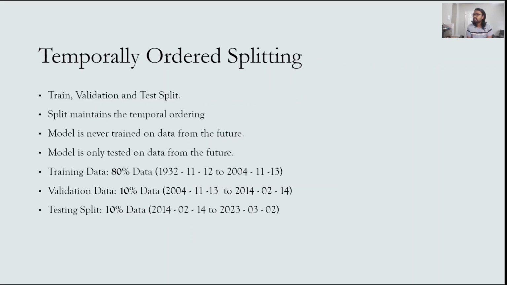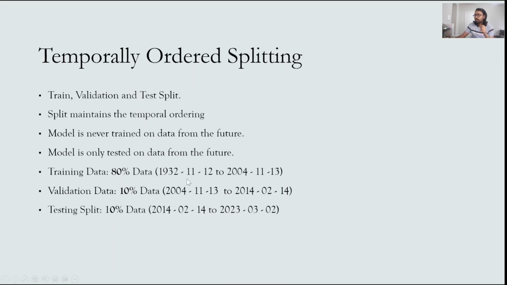So for building an LSTM model, one of the most important things we have to do is, while splitting the data into training, validation, and test splits, it's not randomly sampled like in other neural network models. Here it will be a temporally ordered split. The main idea is the model is never trained on data from the future. So basically, we have to train on data from the past and use the data beyond that point. Training data should be the one that occurred first in the time series, and testing and validation data should follow the training data.